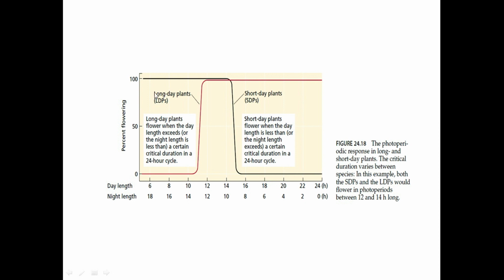Similarly, let's analyze the long day plant. In this long day plant, with exposure to short daylight, as we can see, for 6, 8, 10, 12 hours, the percentage of flowering is 0. But when it exceeds a certain critical duration of daylight exposure, it reaches 100% flowering. That is, with a longer exposure to daylight, like 14, 16, 18, 20, 22, 24 hours, it exhibits a high percentage of flowering.